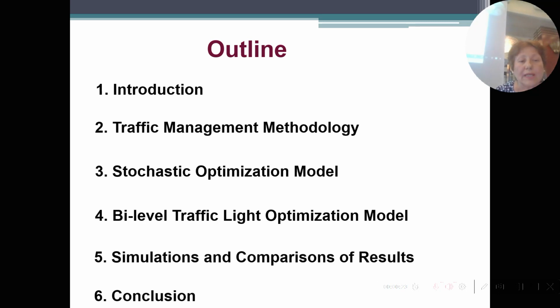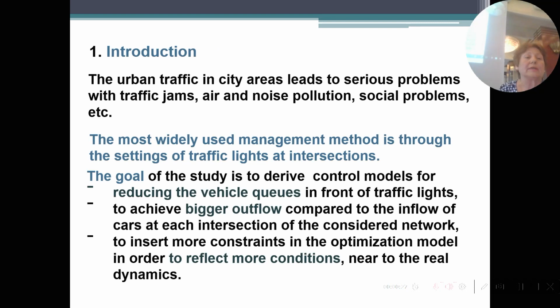And this is the content of the presentation. The urban traffic in city areas leads to serious problems with traffic jams, noise pollution, social problems, etc. And the most widely used management method is through the setting of traffic lights at intersections.